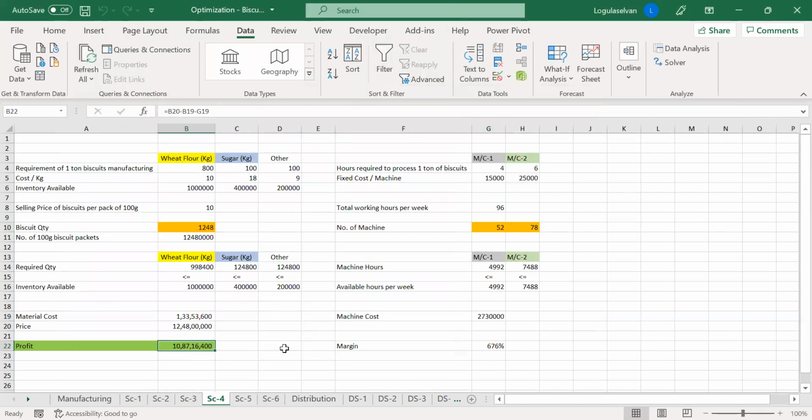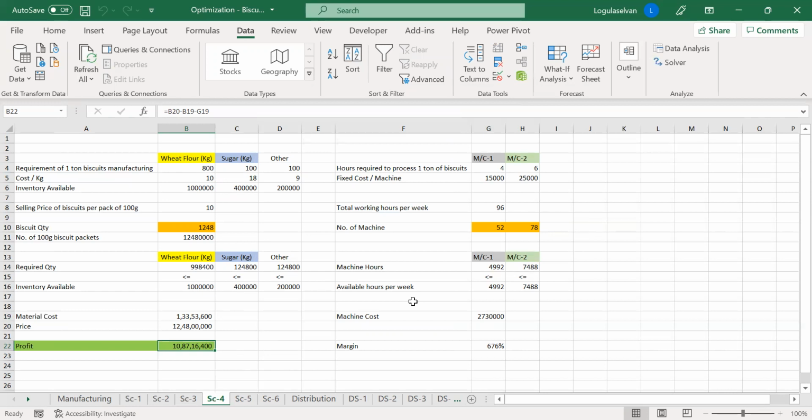See, the company has to invest in up to 52 machines of machine 1 and 78 machines of machine 2. With that, they can manufacture around 1248 tons of biscuit, and the company can create a profit of 10.87. Whichever way you work it out, considering the fixed cost and everything, this is the maximum profit that can be achieved by the company under these constraints.